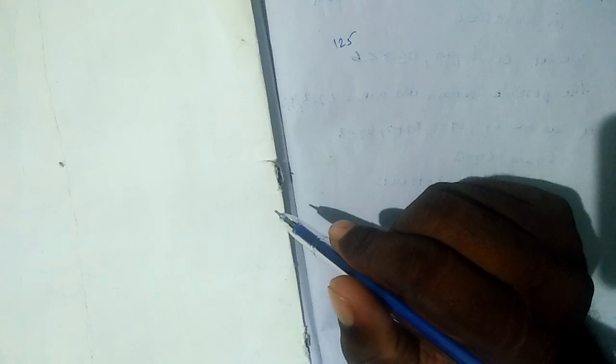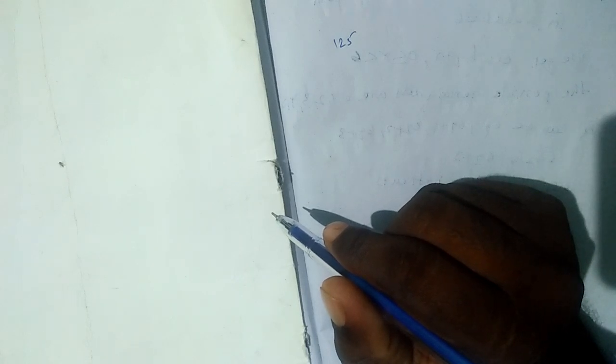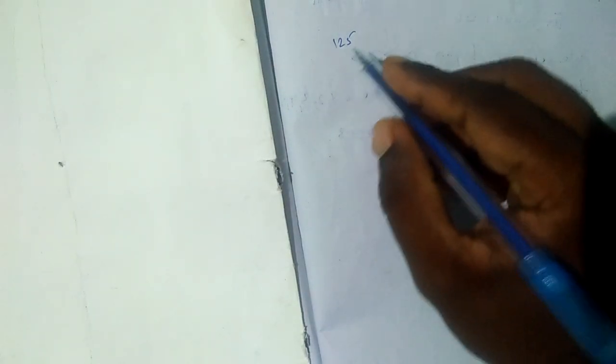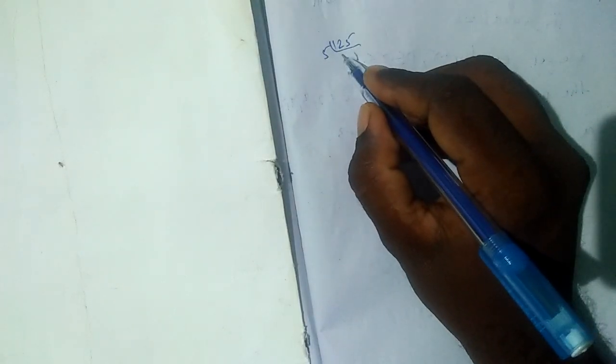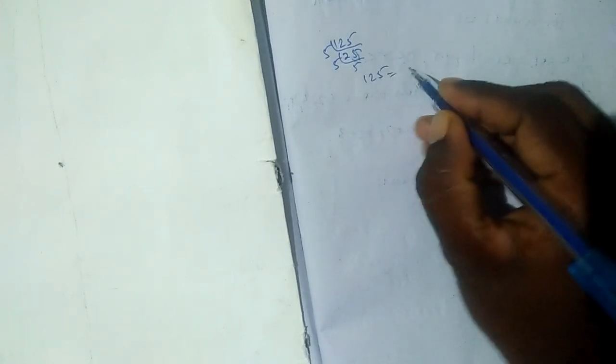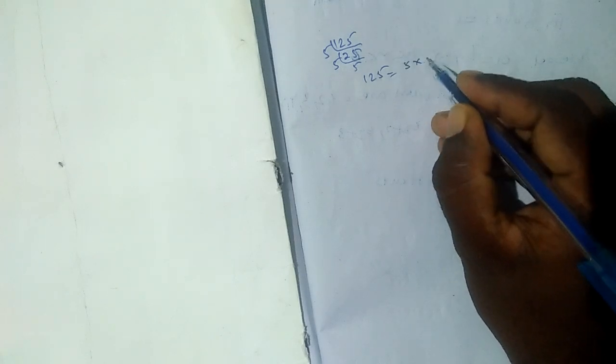So we'll take one number. Suppose 125. I want to express 125 in the form of a product, in prime factorization. How can I do it? 5 fives are 25, 25 is 5 into 5. So 125 is equal to 5 into 5 into 5.